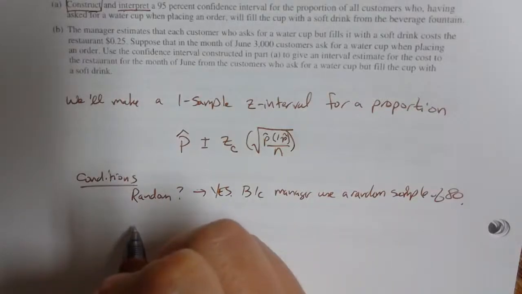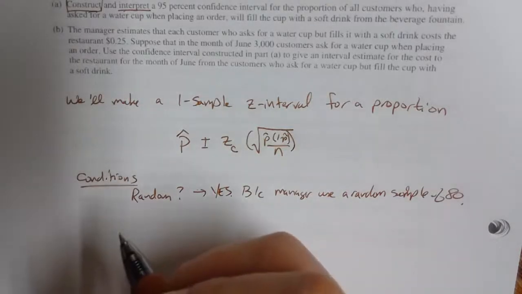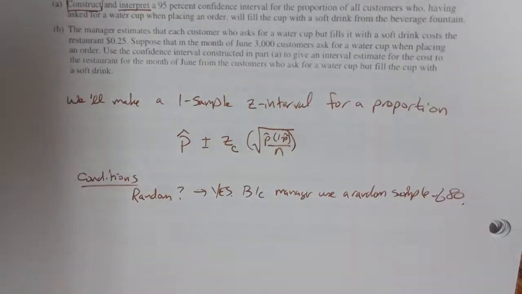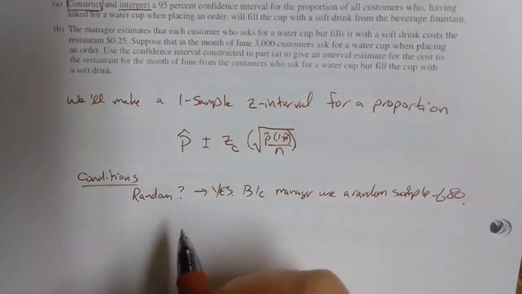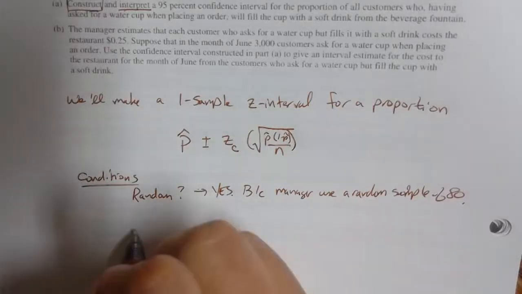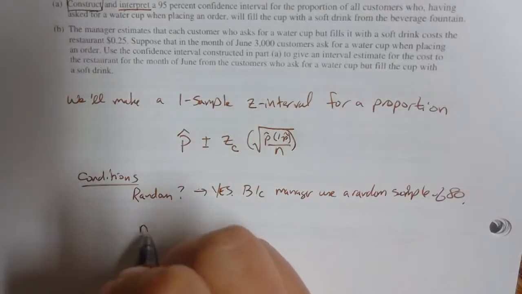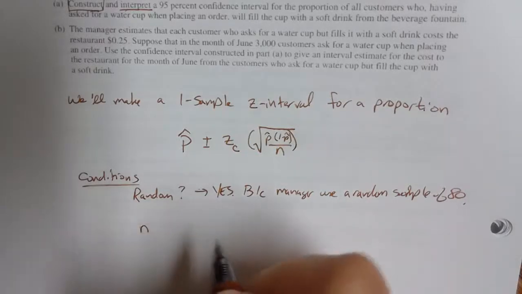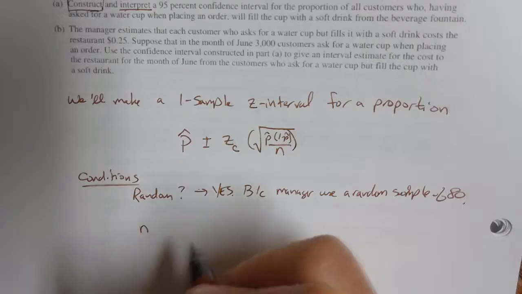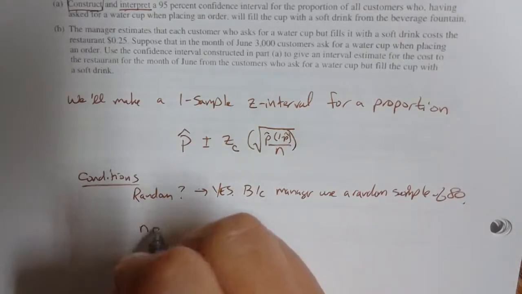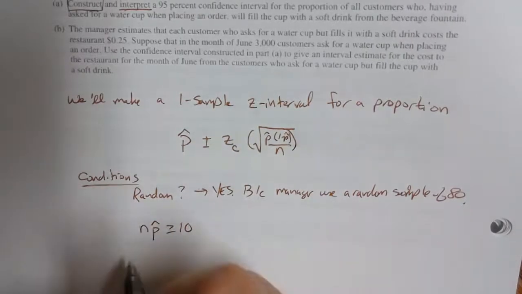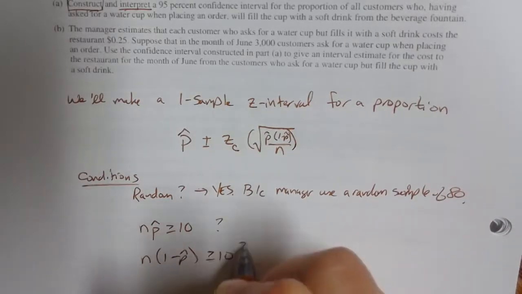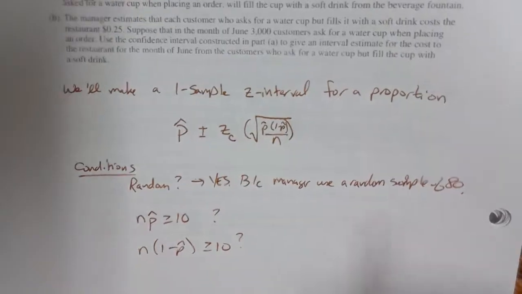And then the second condition, we need large enough samples in order for us to be able to assume that we can use a z-score and that it's safe to use an approximate normal distribution. So in this case, it's important to just make sure that the number of people in the group who did take a soft drink is bigger than or equal to 10, and the number of people who didn't take a soft drink is bigger than or equal to 10. So we have to check and make sure that both of these numbers are bigger than or equal to 10. And it's not enough just to say yes, they're bigger than 10. You've got to actually show that you checked them.